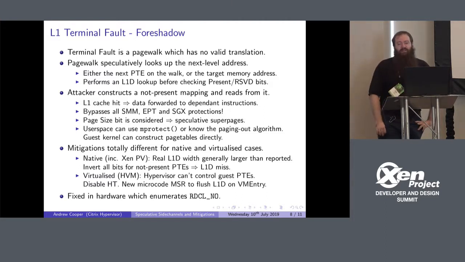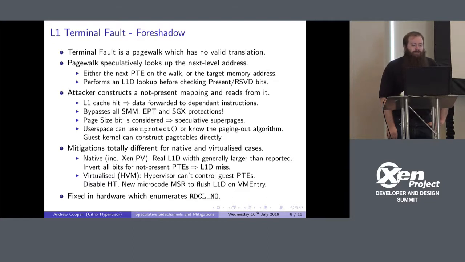A little bit later in the summer, about a year ago now, L1 terminal fault came along. Now, this looks quite a lot like Meltdown. In x86 terminology, a terminal fault is a page walk which doesn't complete. Either the present bit is not set or other reserved bits were set. Now, the problem is that to speed up the page walk, which is an important bit of the pipeline, the page walk hardware speculatively computes the next level PTE and goes and fetches it from the L1 data cache. In reality, it's either the next PTE on the walk or it's the target data. Either way, bringing that into the data cache is a useful thing to do.